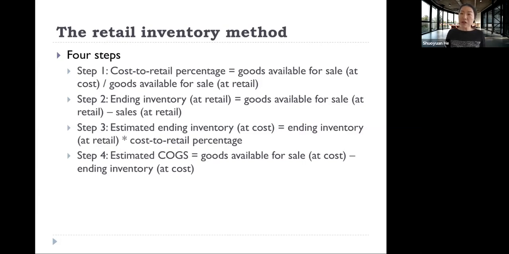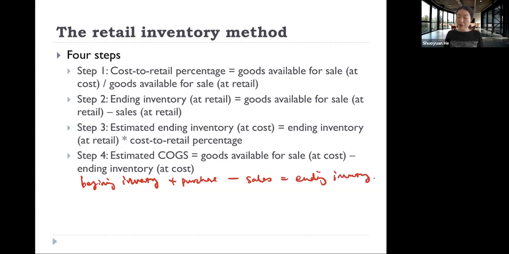So first of all, we know the beginning inventory. Again, it is the formula: the beginning inventory plus purchases minus sales. How much inventory we have sold equals the ending inventory. And for this formula, we can record each of those numbers, like the beginning inventory, purchases, sales, and ending inventory, either at cost.